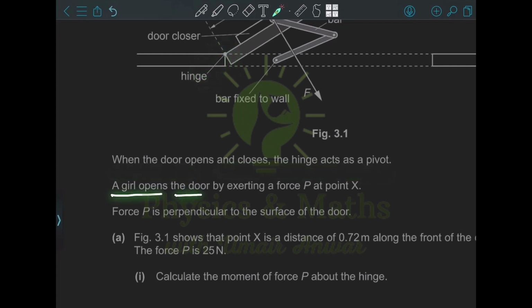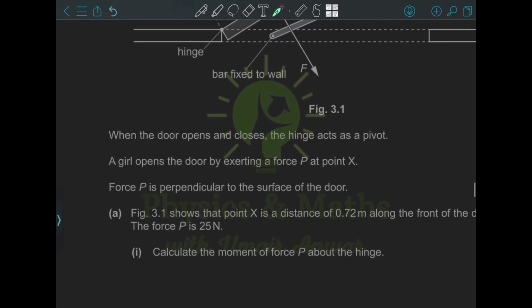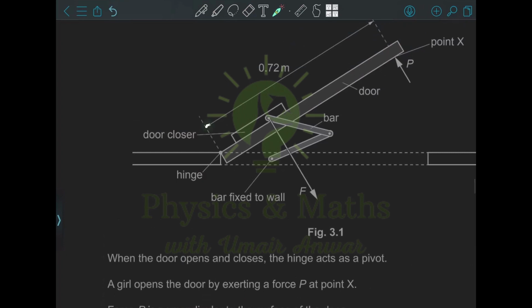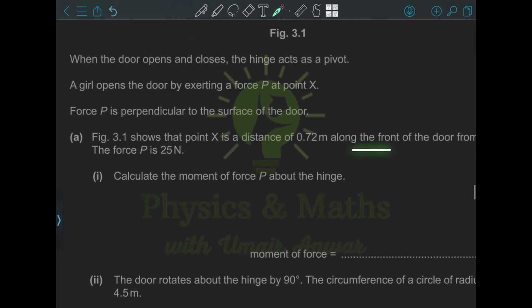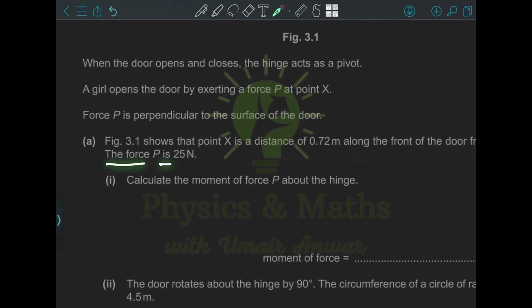A girl opens the door by exerting a force P at point X. So this is the point P where the force is being exerted, and this is the point X. Force P is perpendicular to the surface of the door. Figure 3.1 shows that point X is at a distance of 0.72 meters. This is the distance between the line of action of force, or the point X, and the hinge with which the door is connected, along the front of the door from the hinge. The force P is 25 newtons.